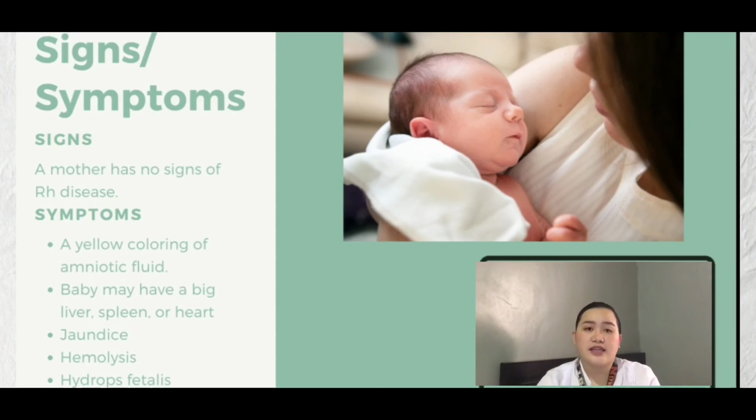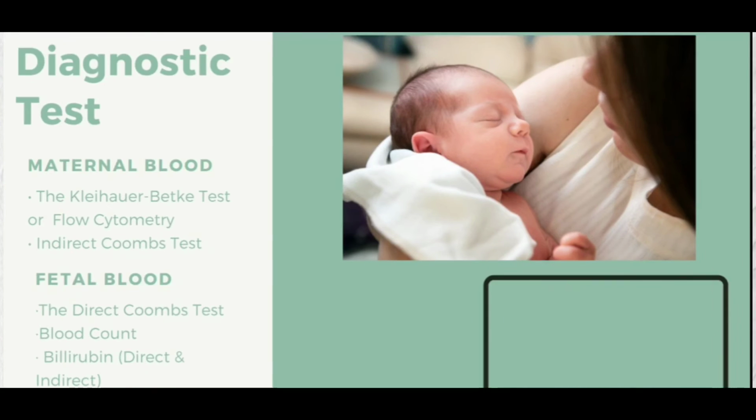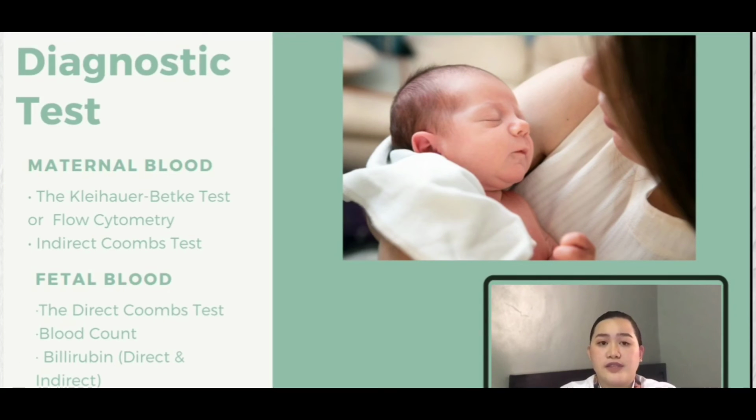Hemoglobin is converted into bilirubin, which causes an infant to become yellow. Hemolysis is the destruction of the red blood cells with the release of free hemoglobin into the infant's circulation. And hydrops fetalis is the massive fetal red blood cell destruction. For the diagnostic tests, for maternal blood, we have the Kleihauer-Betke test, flow cytometry, or the indirect Coombs test. For fetal blood, we have the direct Coombs test, blood count, and bilirubin, direct and indirect.